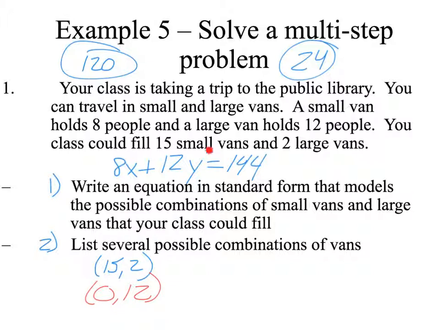Going to do the same thing now, but this time I'm going to make y be 0. So that leaves me with 8x equaling 144. Divide each side by 8, and I figure out that it could be also 16 comma 0. I could just take 16 small vans and not take any large vans. That doesn't seem right to me. Hold on a minute. 144 divided by 8 is 18, not 16. I knew that didn't seem right. It should be 18 small vans. So 18 comma 0.